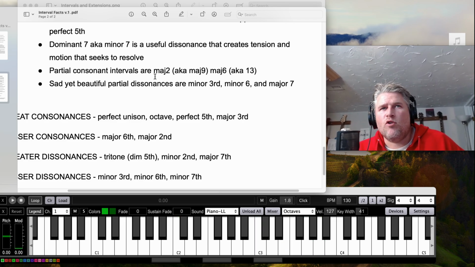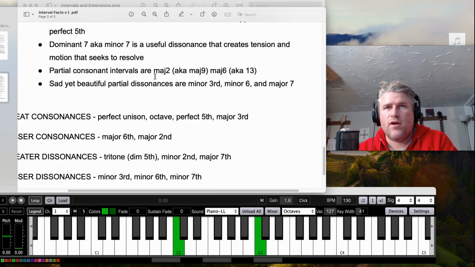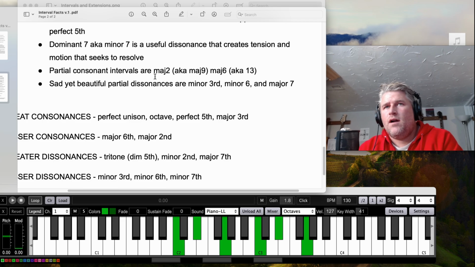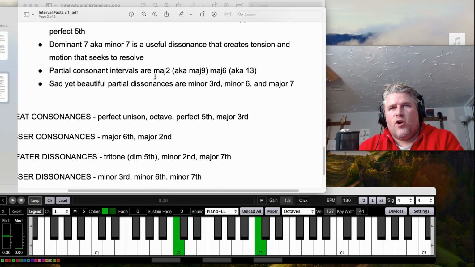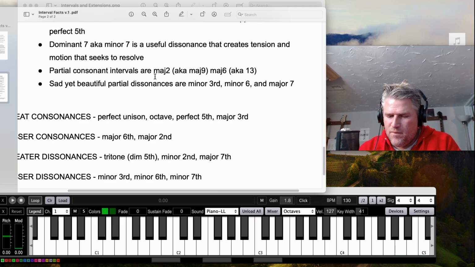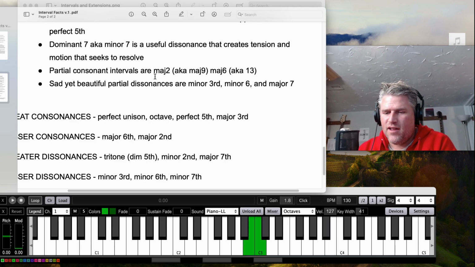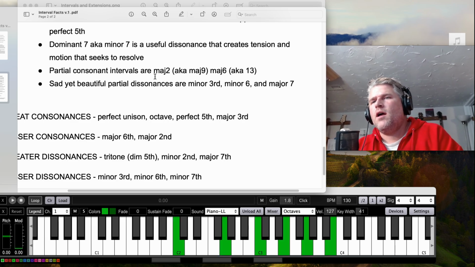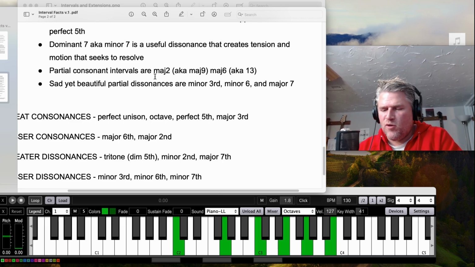Sad yet beautiful partial dissonances are the minor third. You still call that a dissonance, but it's that minor third. The minor 6, remember? Minor 6 is a note of sorrow. And then the major 7 is so close to 1, remember? That if I were to play that down here, that'd sound like this. Kind of too much tension, unless you want that sound, which sometimes I do. It is tense, but it's a beautiful tense.